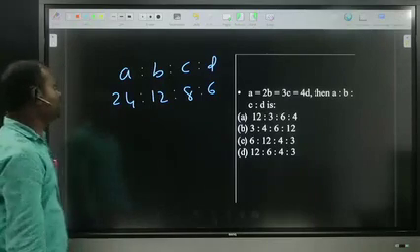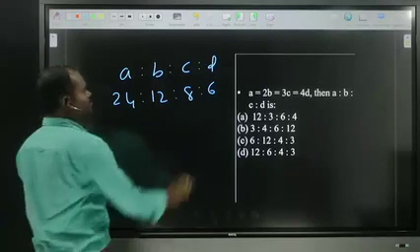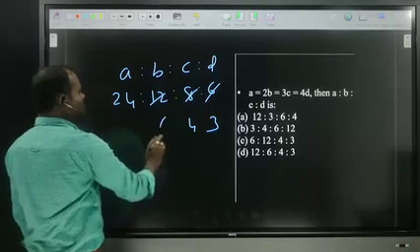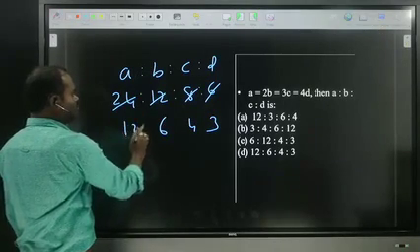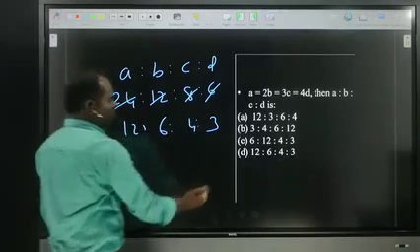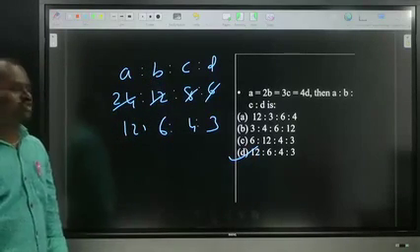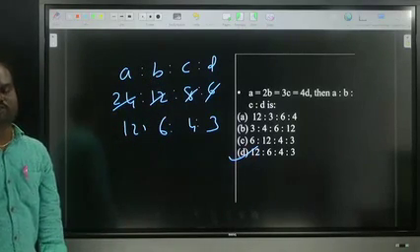Now shall we see? What will cancellation be? 2 3s, 2 4s, 2 6, 2 12s. So 12 is to 6 is to 4. Right, option D. 12 is to 6 is to 4 is to 3.